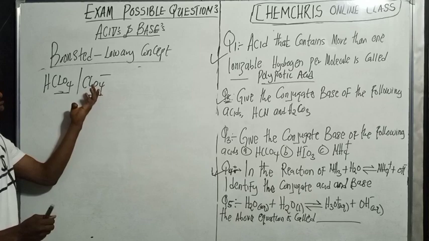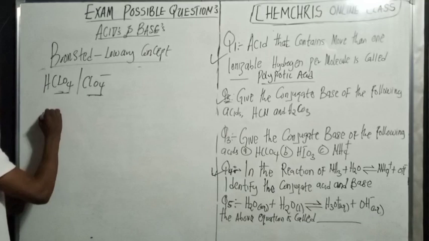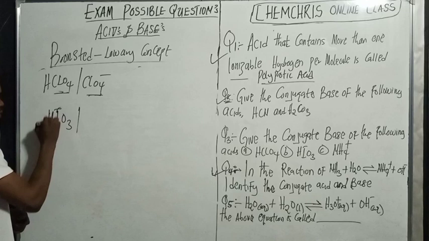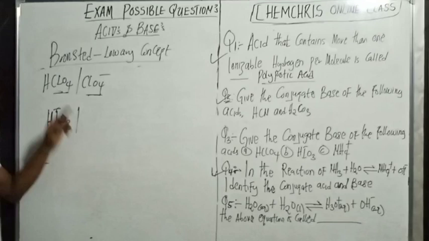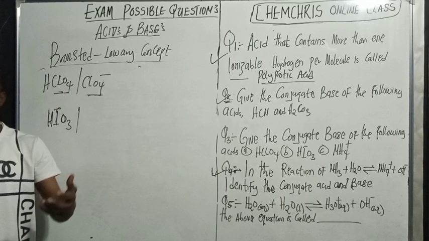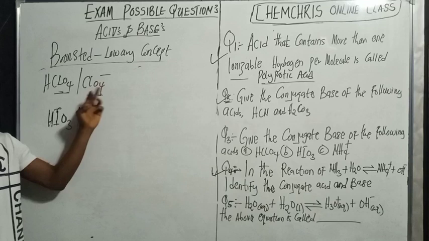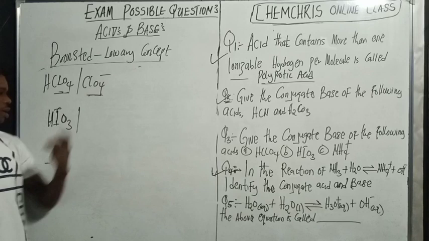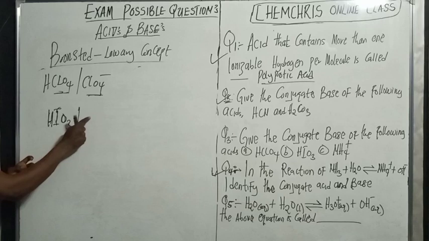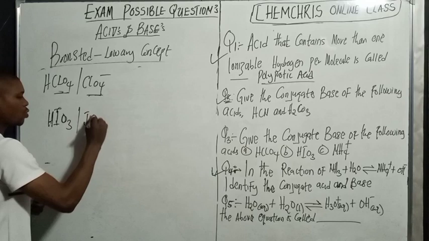Now let me look at this one, HIO3. When it loses one hydrogen, do you understand? Okay, you're copying. Look at something here. Remember, when an acid donates a proton, it loses one hydrogen and forms another species. Whenever hydrogen is lost, neutral changes to negative. So that will give ClO4 minus. The same thing here: one hydrogen is lost, so the ion formed is IO3 minus. Do you understand?